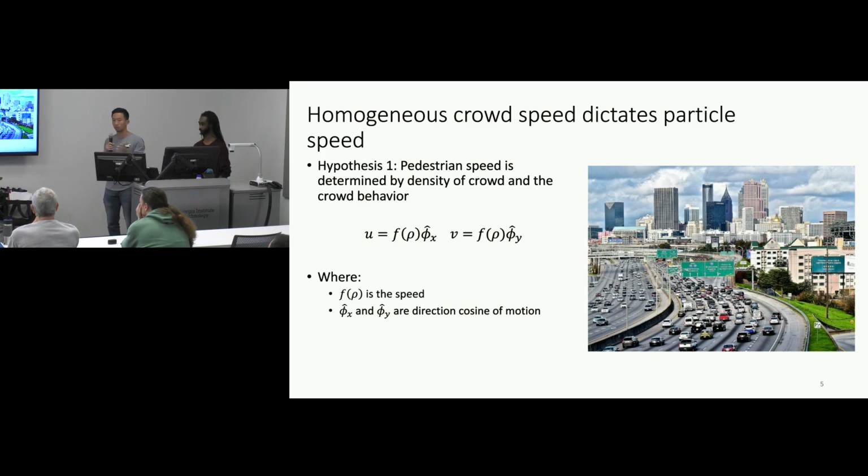You still follow rules of motion, but you get to move faster, and your speed isn't directly governed by the speed of the crowd and the density of it. They come up with two equations for the x and y velocity, u and v, which are a function of the density as well as the direction that the particles are moving.